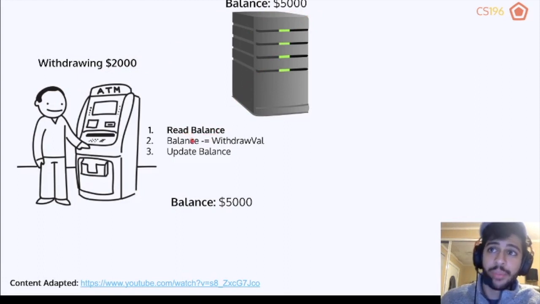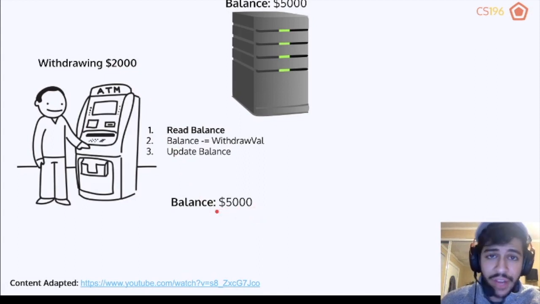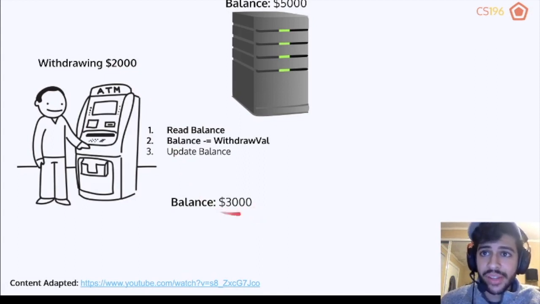So the first step in the algorithm that the ATM should use is that first it needs to read the balance from the server. So we read the balance from the server, and we know that Jeff's balance is $5,000. And so the next step is we're withdrawing $2,000. So we say 5,000 minus 2,000 is 3,000. So locally here on the ATM, his balance is currently $3,000.